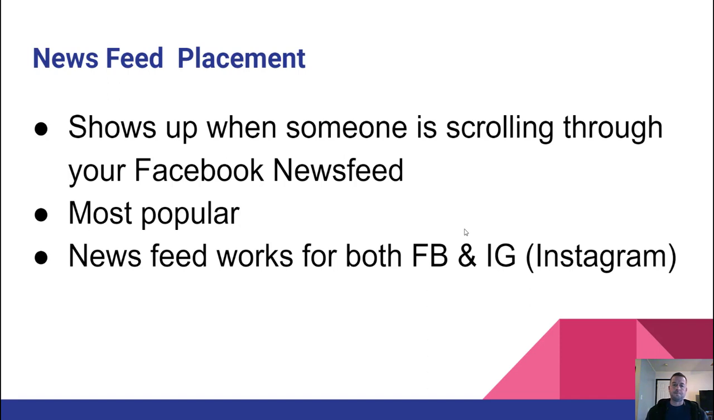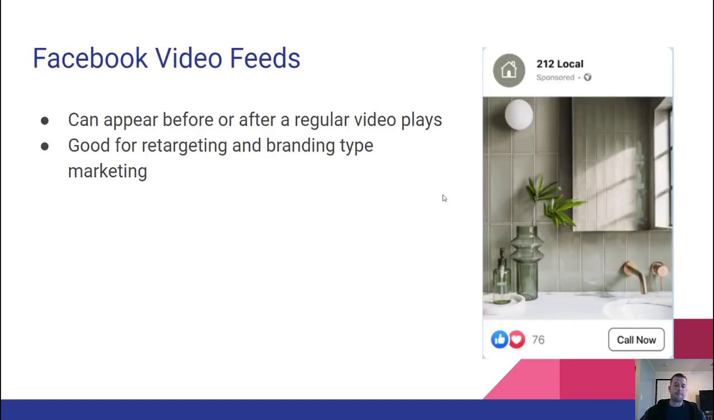Newsfeed placement. This is the one probably most people are familiar with if you're on Facebook. This is when the ad shows up when someone's scrolling through their Facebook newsfeed. This is the most popular advertisement and works like gangbusters. And this is actually for Facebook and/or Instagram, so you can use it for both or just one or the other, depending on your service.